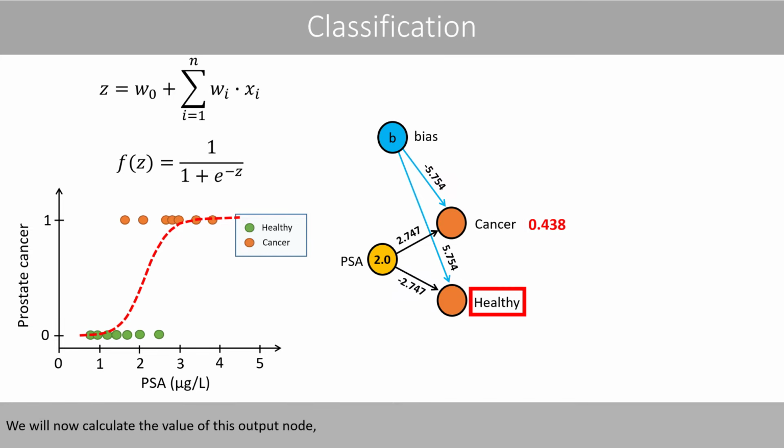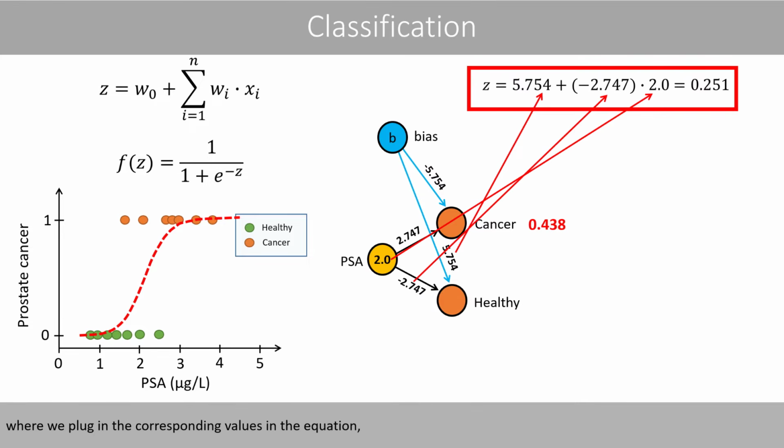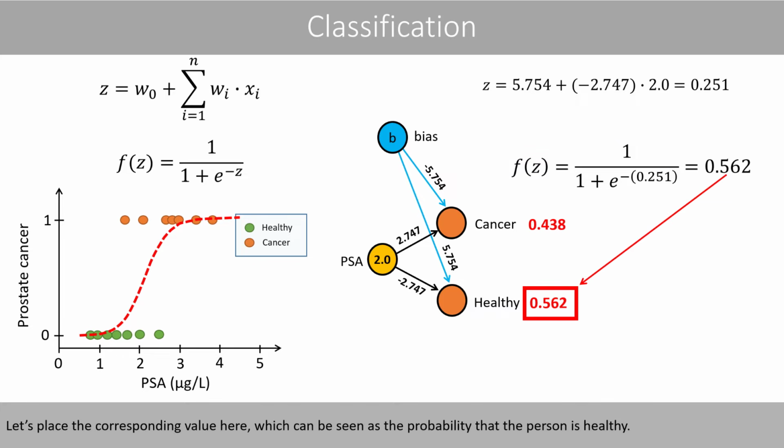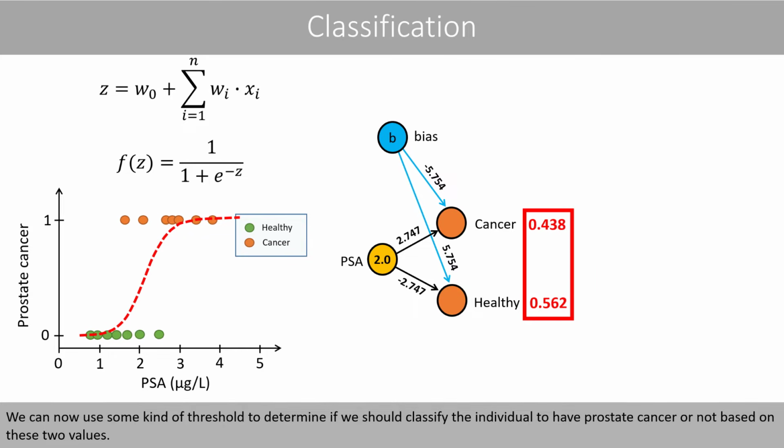We'll now calculate the value of this output node, where we plug in the corresponding values in the equation and do the math. Let's place the corresponding value here, which can be seen as the probability that the person is healthy. We can now use some kind of threshold to determine if we should classify the individual to have prostate cancer or not based on these two values.